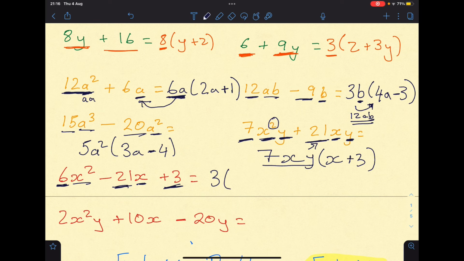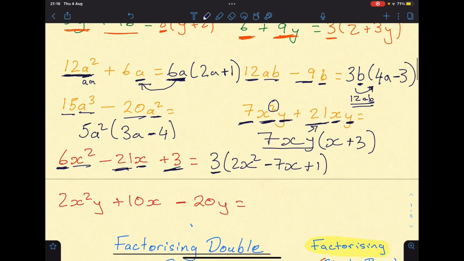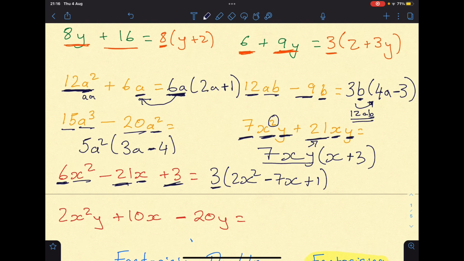So open my brackets. What do I multiply 3 by to get 6x squared? That would be 2x squared, sorry, for the first term. What do I multiply 3 by to get minus 21x? That would be minus 7x. And then what do I multiply 3 by to get positive 3? That would be plus 1. Okay. And then the last one here.